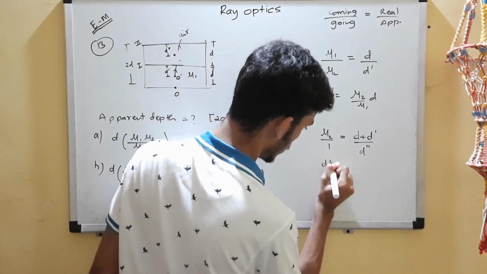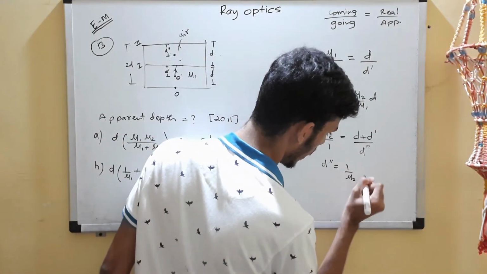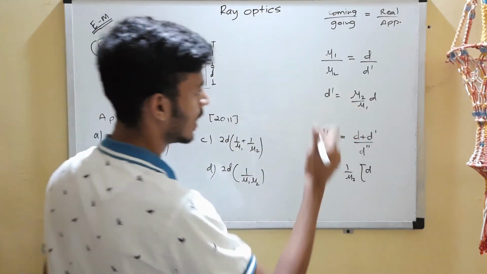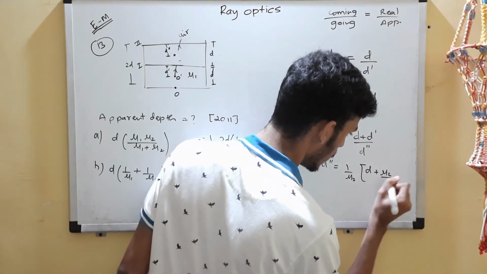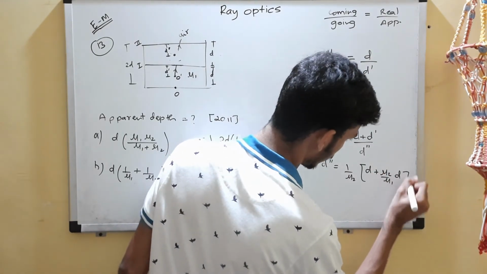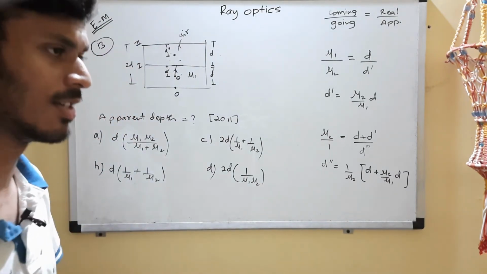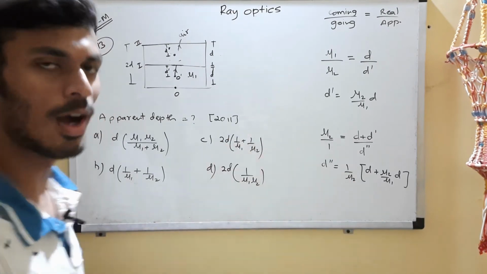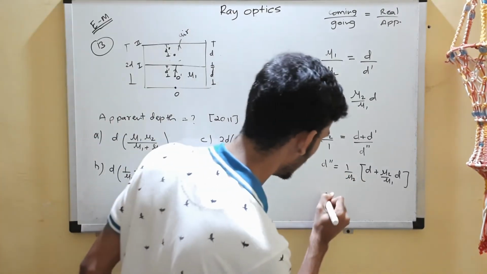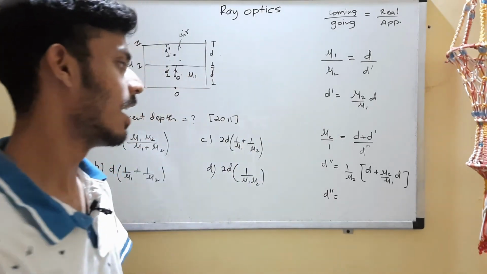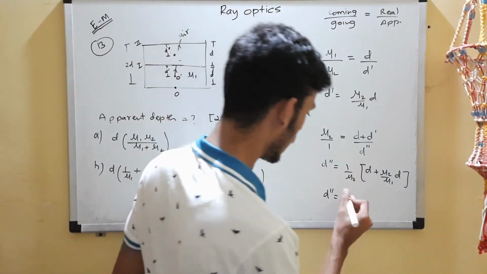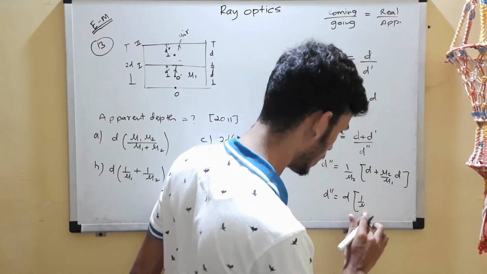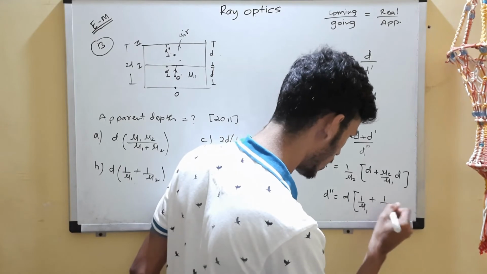So D double dash will be nothing but 1 by mu2 into D plus D dash. Now D we'll keep as it is, and D dash you can write from here: it is mu2 by mu1 into D. I know this question seems a lot difficult to understand, but you can go through it again and try understanding it a second time. You can always rewind whenever you don't understand. Now taking D common, you can write it as 1 upon mu1 plus 1 upon mu2.